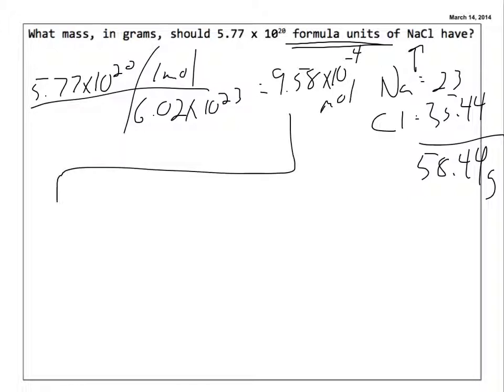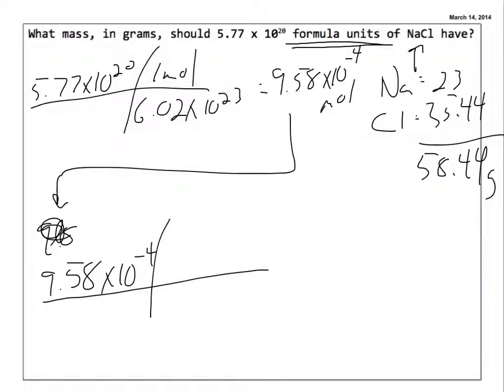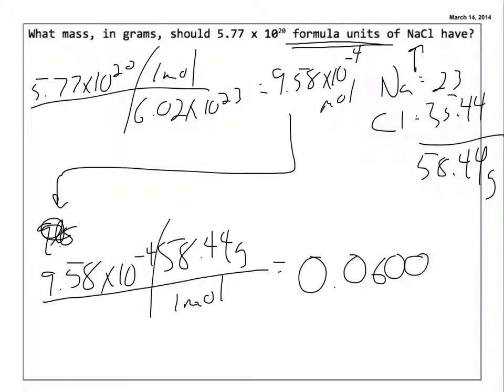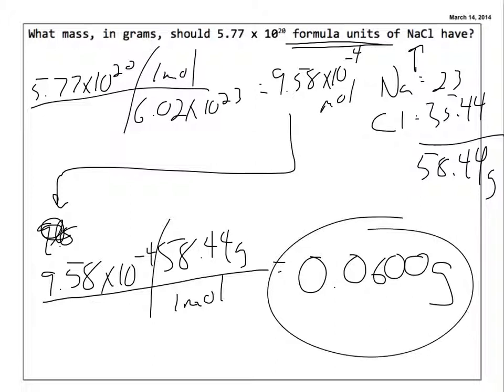And then I'm going to take that number and use it to start the second step, which is converting between moles and grams. So 9.58 times 10 to the negative 4th moles times 58.44 grams over 1 mole means I would have 0.0600 grams of salt.